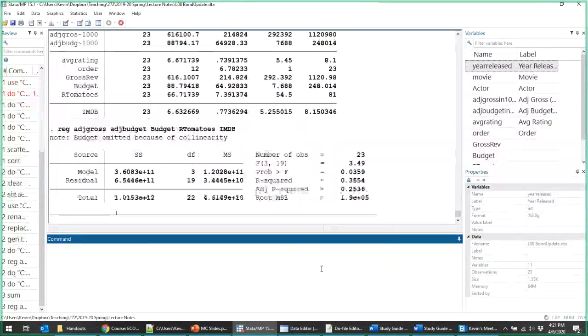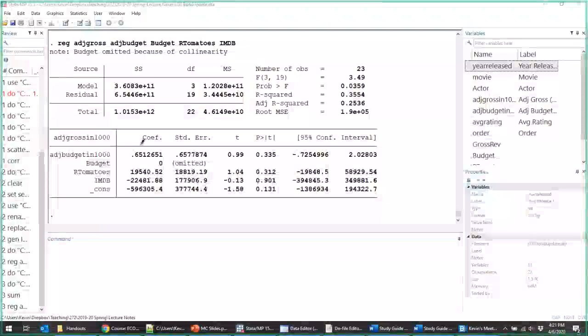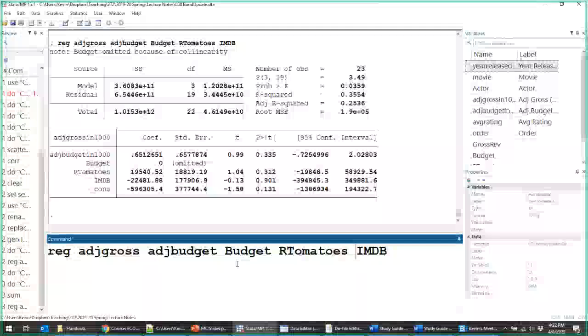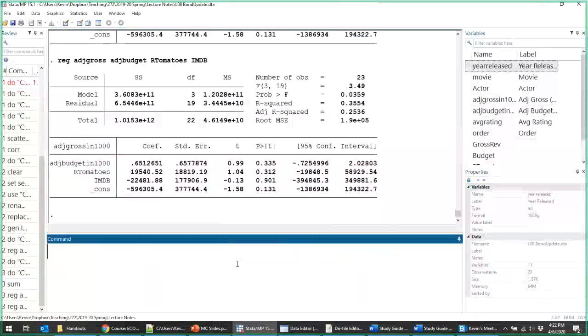So, if we run this regression, first thing to notice is that budget gets dropped. Stata can't calculate a standard error for it. Why? Because it's perfectly collinear with adjusted budget. It's impossible to hold the budget in millions of dollars constant while changing the budget in thousands of dollars. So that's perfect multicollinearity. Just so that the screen looks a little better, let's get budget out of there. And, all right, same thing. Now let's look at the coefficients on Rotten Tomatoes and IMDb. Interestingly, neither of them are statistically significant.